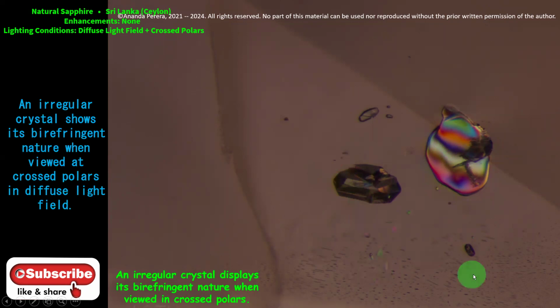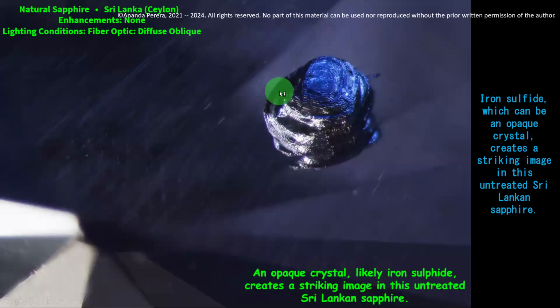This inclusion pattern and, look here, it is a fingerprint. It shows nothing happened to this sapphire by human beings. So it is a natural sapphire. Look at this. Lighting condition here is fiber optic diffuse oblique. It is also Sri Lankan sapphire. We can see the inclusions here, inclusion pattern.